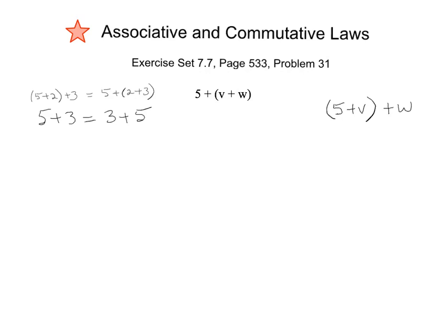our problem number 31 here, let's use the commutative law to create a quick and simple equivalent expression. We'll just change the order of the two variables inside the bracket. So we had V plus W here, now we have W plus V, an equivalent expression.